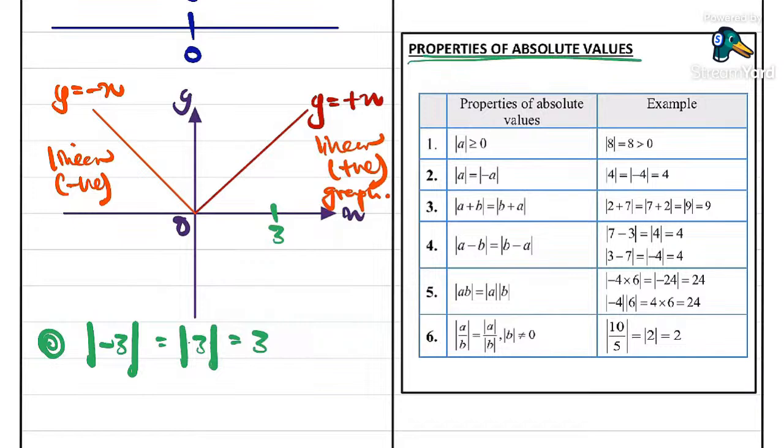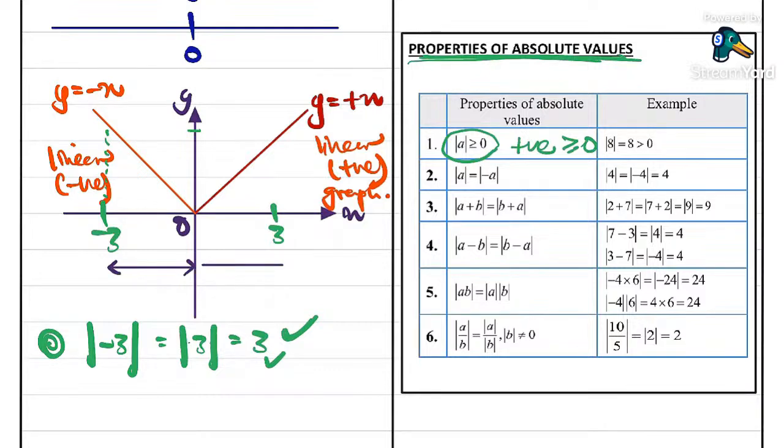So now I want to move on to properties, where the modulus of A is always positive, meaning more than or equal to 0. That's why we always get a positive value. But don't be surprised where the negative actually comes from. So negative 3 is actually coming from the graph itself. You don't have to worry. But the value is still positive. Because why? Because this is called the distance.